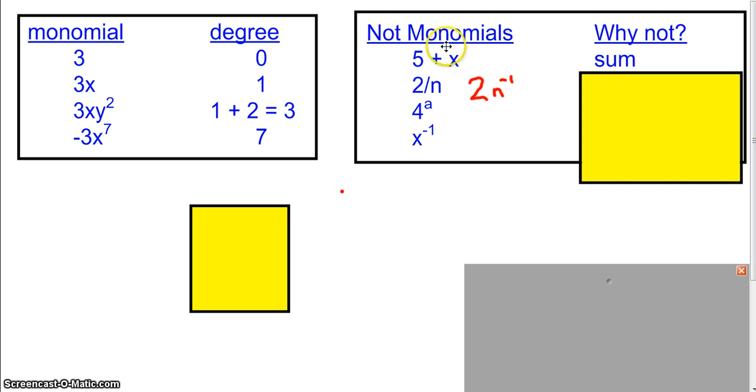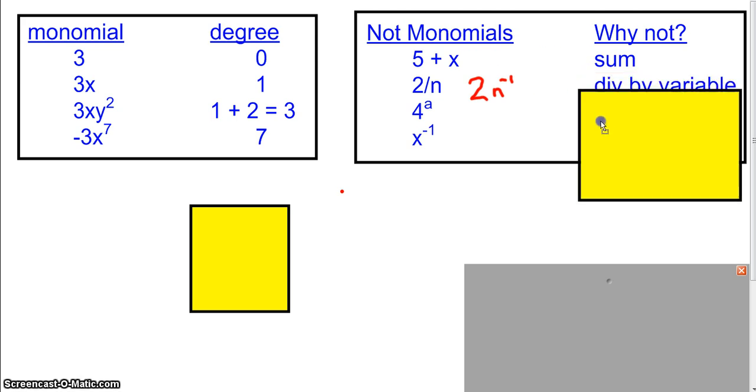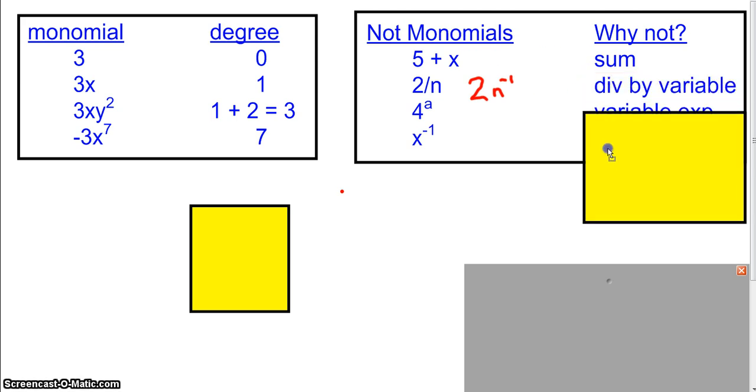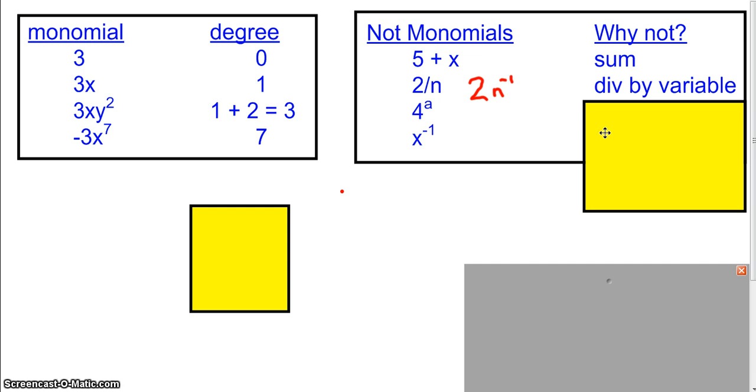So this is not a monomial, even though it kind of looks like one. What do you think one of the rules for monomials is? Aaliyah? Good. Division by a variable or a negative exponent, which is division by a variable. Okay?